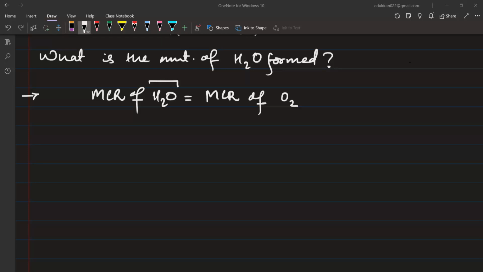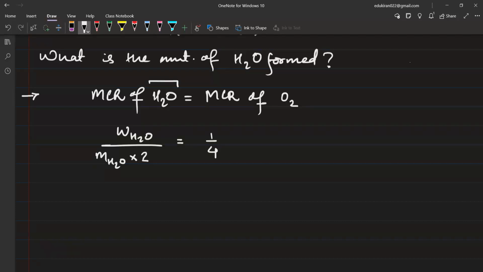Now what is MCR of H2O, बताइए, कैसे लिख सकते हैं इसको? Mass of H2O divided by molar mass of H2O into 1, into the stoichiometric coefficient. So what is the stoichiometric coefficient of H2O in the reaction? 2. Very good. 2 will be equal to, what is the MCR of O2? 1/4. Very good. 1/4, right?